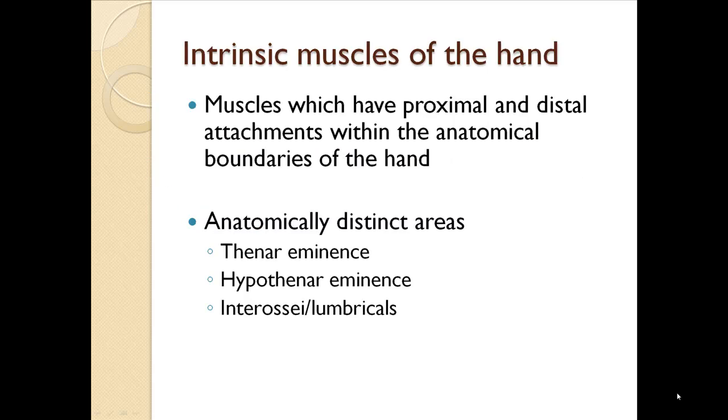Anatomically, we divide the intrinsic muscles of the hand into three distinct areas. The thenar eminence, which are the muscles at the base of the thumb. There's the hypothenar eminence, which are the muscles at the base of the little finger. And then there are the muscles in the hand itself, in the palm of the hand, the interossei and the lumbricals.